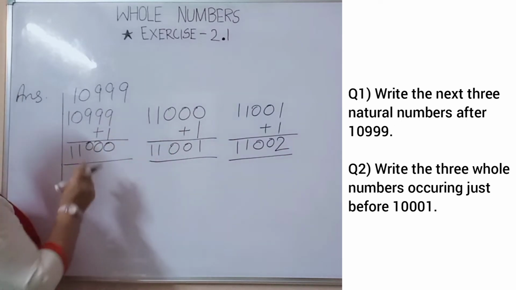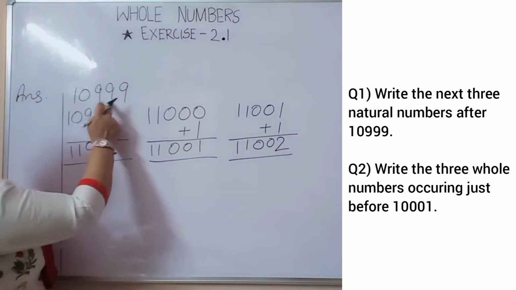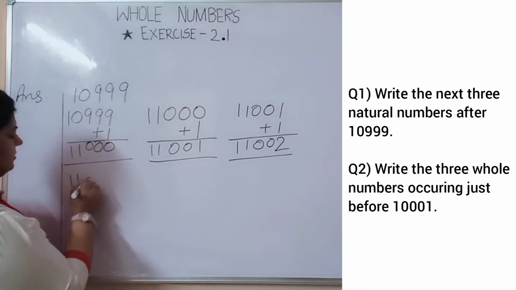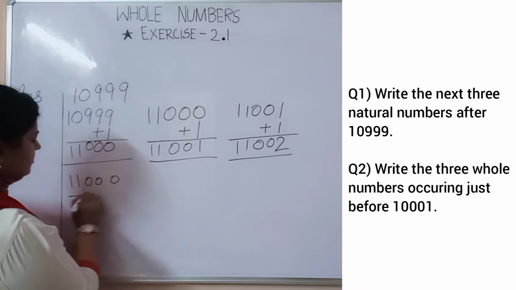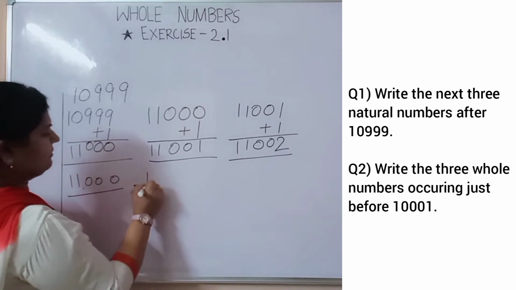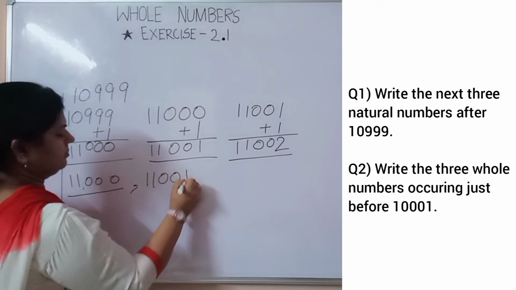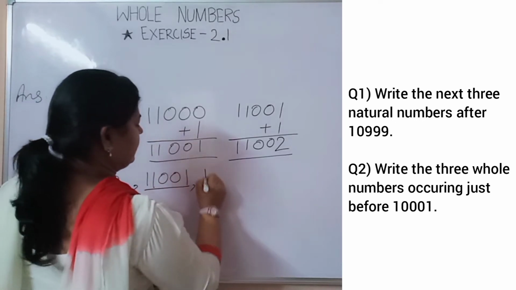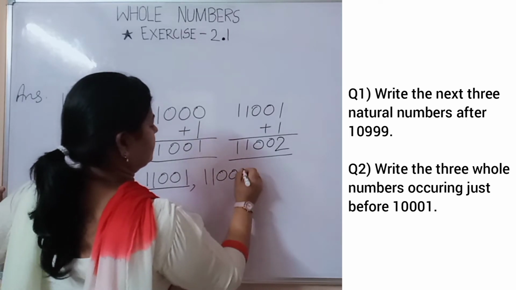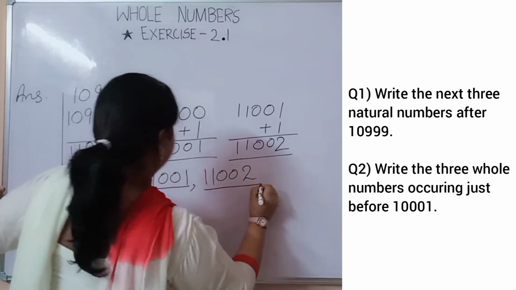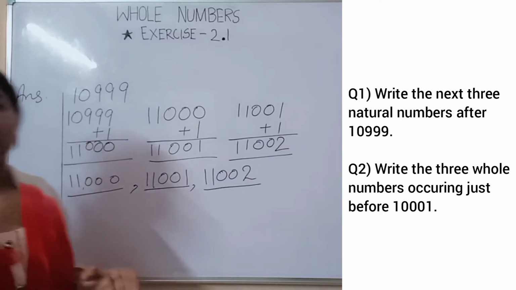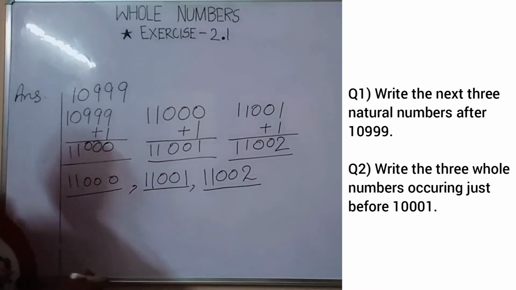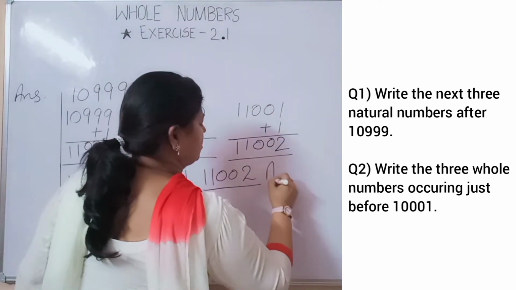So the answer is, the next numbers after 10,999 are 11,000, 11,001, and 11,002. So this is your answer. Whenever you have to find out next numbers, you will add 1 to get the numbers. Now question number 2.